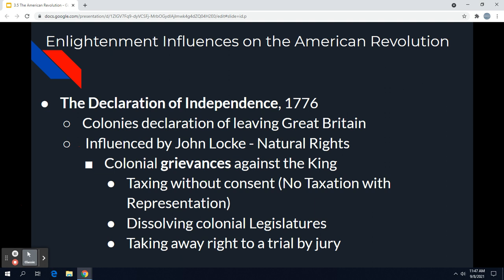You're going to get this a lot in U.S. history, but the grievances are just the complaints that the colonists have against the king. So the first one is taxing without their consent, that he was just slapping taxes on them. He hadn't asked them about it. They didn't have any say in it.